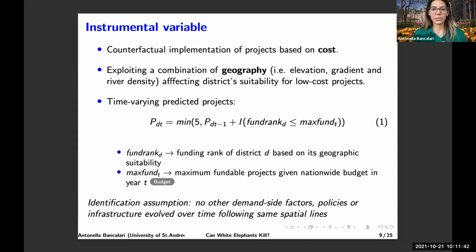And a second restriction that is imposed in this counterfactual implementation is just the maximum threshold allocation. So essentially, once a district hits 5 predicted projects, it's going to open up capacity to allocate projects to other districts that have not been intervened yet, given this counterfactual implementation. So that's essentially generating more variation over time across projects, across districts, sorry. Now, the identification assumption is that no other demand-side factors, policies, or infrastructure evolve over time following exactly the same spatial lines.